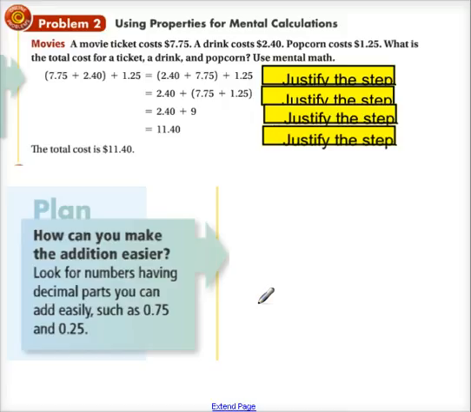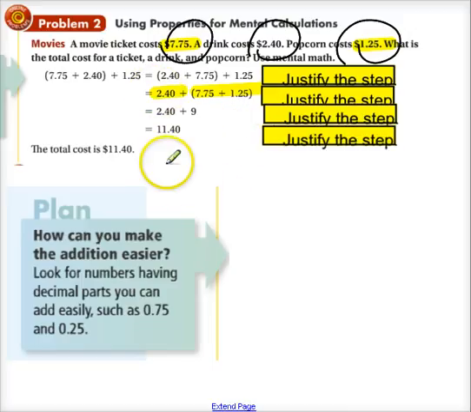All right, we can use these properties to solve mental math calculations. If I went to a movie and my ticket cost $7.75, my drink cost $2.40, and my popcorn was $1.25, what's the total cost for all three? I can find an easy way to add by starting with two numbers that go well together. $7.75 and $1.25 add nicely. So I want to add those first, then add my $2.40 to get my total. So when you're doing mental math, just try to switch the order of the numbers that you are dealing with to make the math easier for yourself.